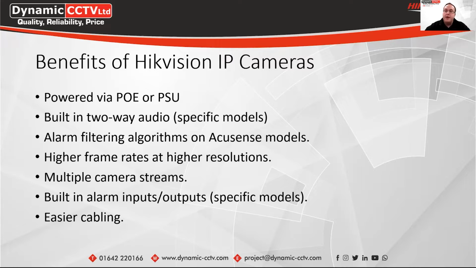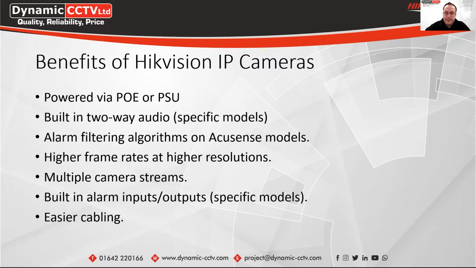So these are the alarm filtering algorithms from Hikvision, which help with false alarms on the likes of intrusion detection, line crossing, and there's now also Motion 2.0. That allows you to filter out false alarms such as animals and bushes in the camera image, and it prevents those from triggering the actual cameras. And these work at around 70 to 80% accuracy.